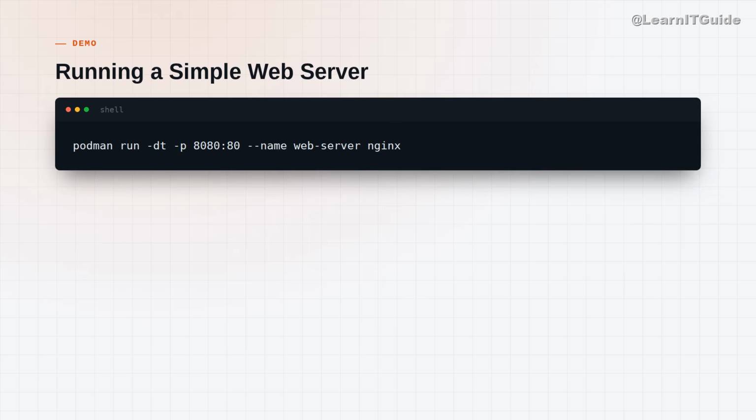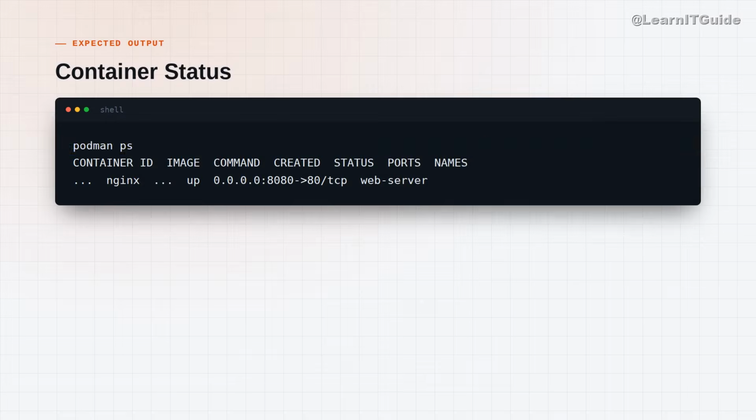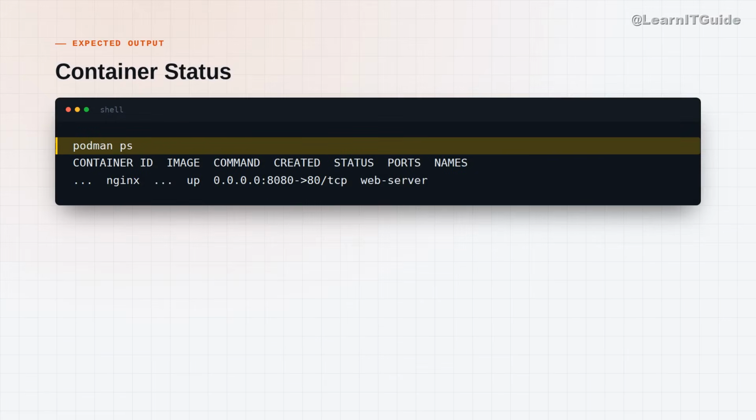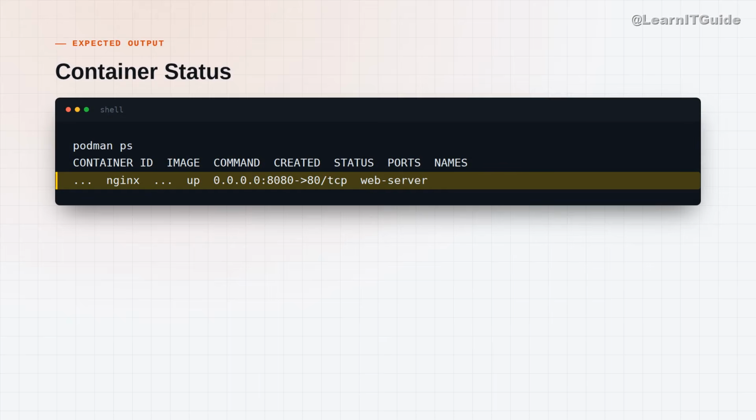Notice that we do not need to start a background service first. Podman just handles the process creation directly. Let us see the result. Running the list command shows our container is active and mapped to the correct port. This is exactly what we expect. Our web server is now live.